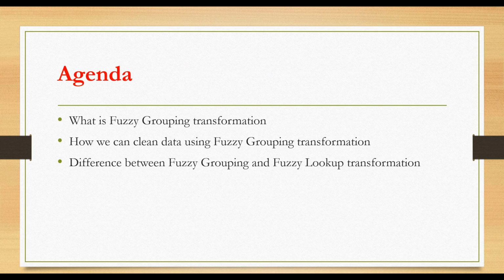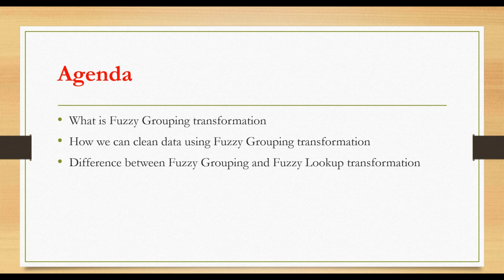Today's agenda: what is fuzzy grouping transformation? How we can clean data by using fuzzy grouping transformation. And the difference between fuzzy grouping and fuzzy lookup transformation. Fuzzy grouping transformation is nothing but by grouping data we will identify the wrongly typed word and we will find out the correct name for the wrongly typed word. This is the fuzzy grouping transformation, nothing more.